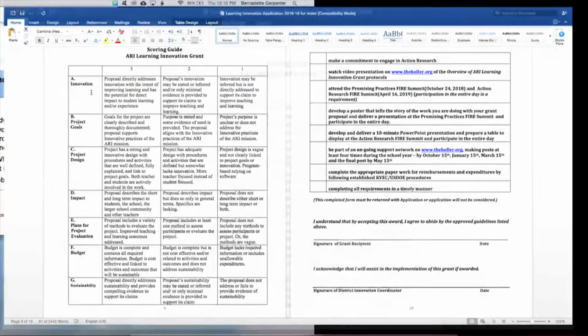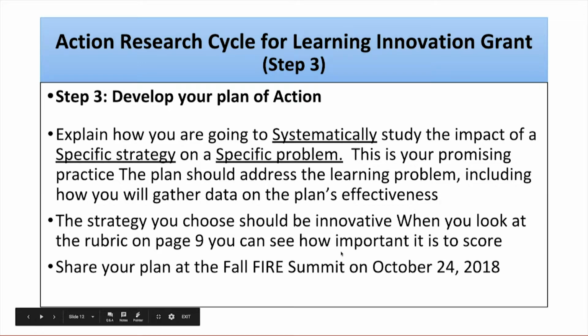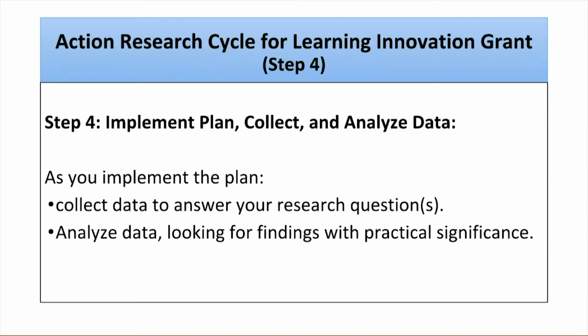So be sure and refer to your rubric, and you will share your plan at the Fall Fire Summit on October 24th, 2018. That's when you'll come in, you'll tell what your promising practice is, how you're going to address it, and you'll talk about all the plans you have for implementation and how you're going to collect that data, just the whole plan. So that's your promising practice. That's your promise that you're going to implement.